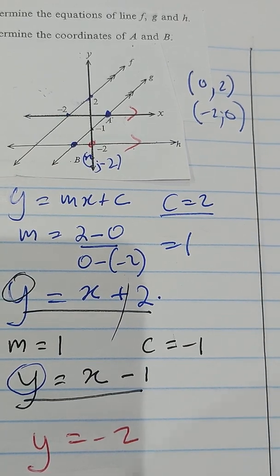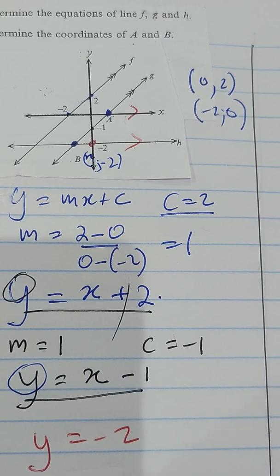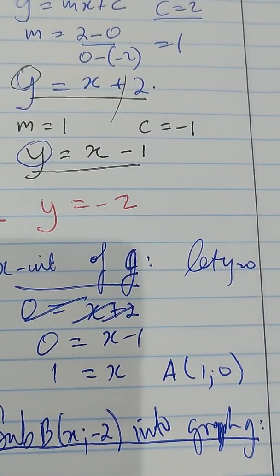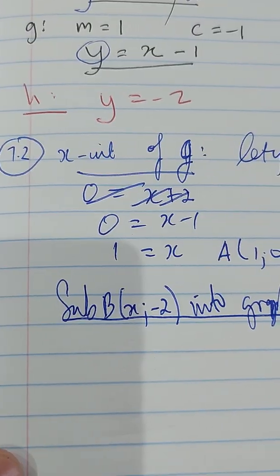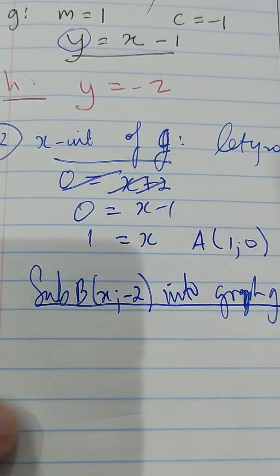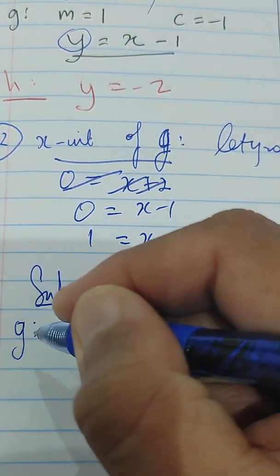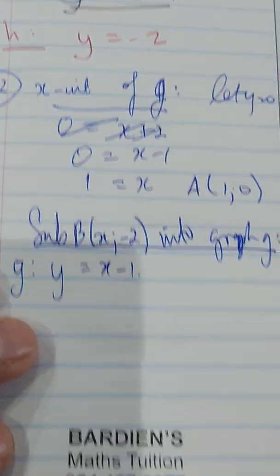Okay? So what I'm going to do is substitute B, which in this point is your x and your -2, into the graph of g. Okay? So, what is the graph of g? Let me just check here. The graph of g is y equals x minus 1. Okay?